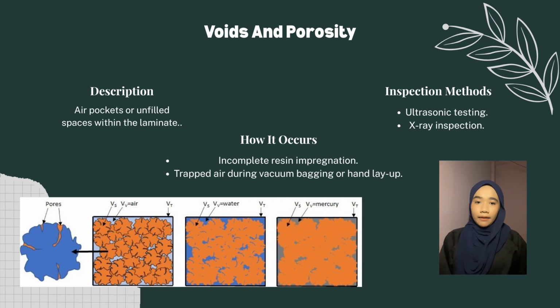The inspection methods for voids and porosity are ultrasonic testing, which detects changes in sound waves caused by internal air pockets, and the second is X-ray inspection. X-ray inspection reveals voids and porosity inside the material structure.